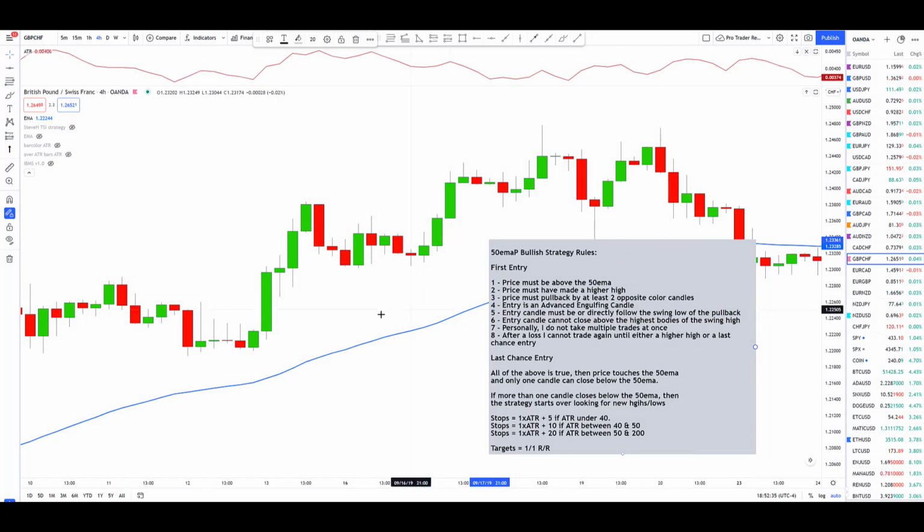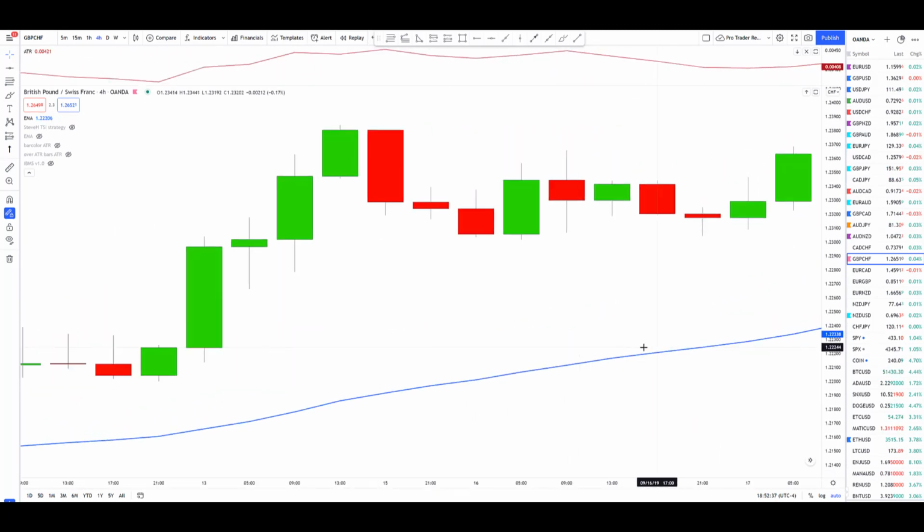So again, just to go over this one more time, we get a lot of questions about this. The engulfing candle itself, once we have a swing high, we're going to start looking at the lows of candles from that swing high. The engulfing candle, or our advanced engulfing entry, must either be the swing low of the pullback or directly follow the swing low of the pullback. This is what that would look like.